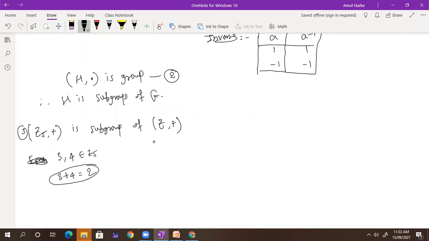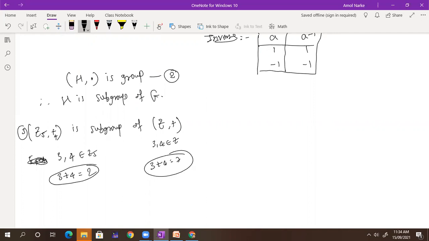And here if I take 3 comma 4 belongs to Z, 3 plus 4 is 7. Here the operation is different. Even if I write the same plus sign here, this is different, like mod 4. When I talked about Z5, it is operation modulo 5. Are you getting my point?